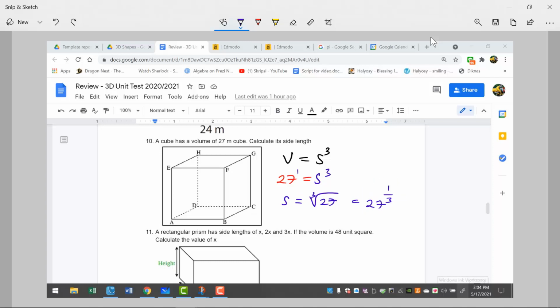Why? Because this is the power of 1, this is the power of 3. This is 1 over 3. And then you will get in your calculator is equal to 3. And don't forget to write down the unit. Okay, and don't forget to write down the process, of course.